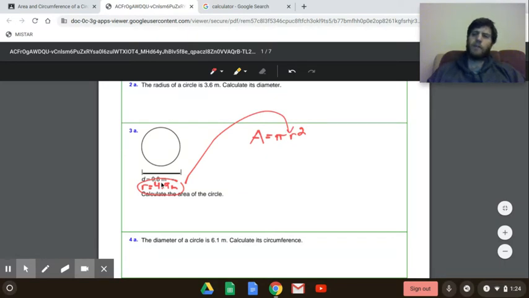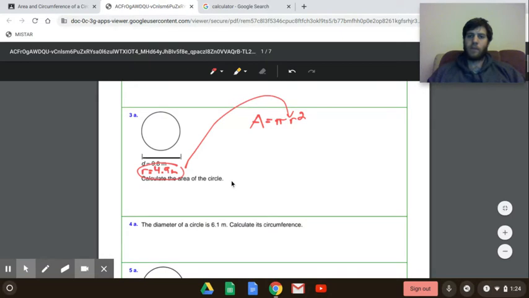Remember that your area is going to be squared, right? It's a 2-dimensional space, so you're going to be using whatever units you have here squared. So in this case, your answer will be in meters squared.